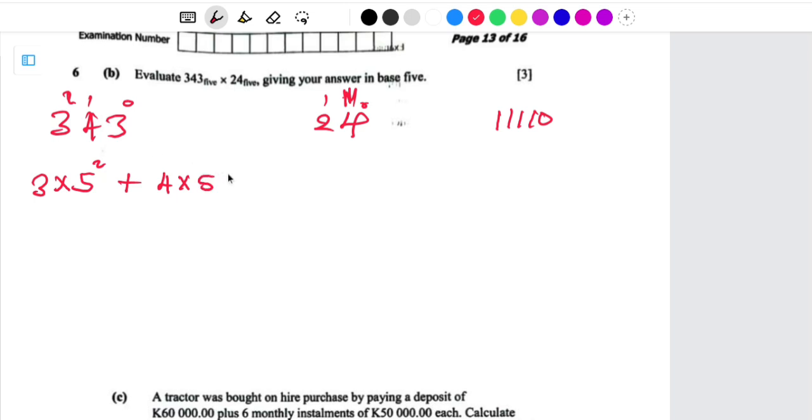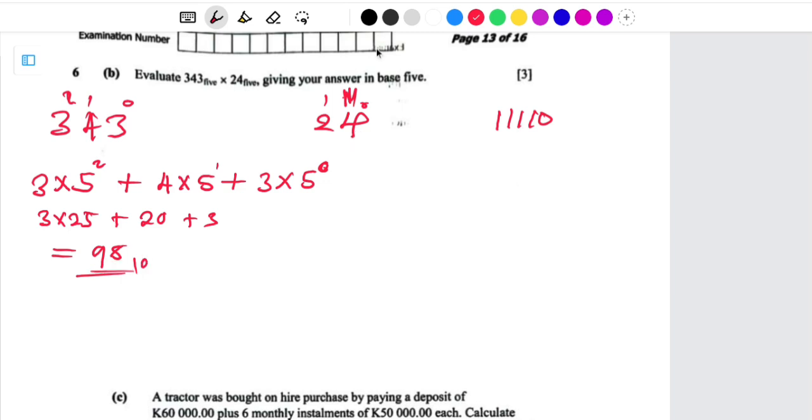Then this is 4 multiplied by 5, and the position is 1. Then we can say plus 3 multiplied by 5, and the position there is 0. So this is going to give us 3, this is going to give us 25, this is going to give us 20, and this is going to give us 3, because any number to the power 0 is 1. So 1 multiplied by 3 is 3, and this is going to give us 75. When I add it, I'm going to get 98, because of these 3 here. Now remember, this one here is going to be in base 10.